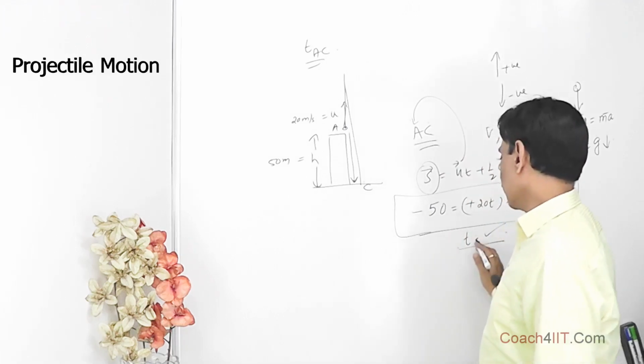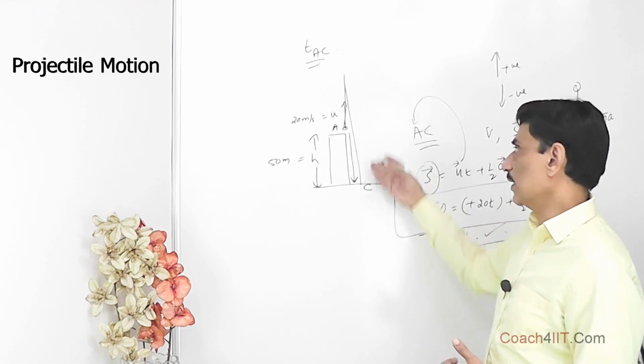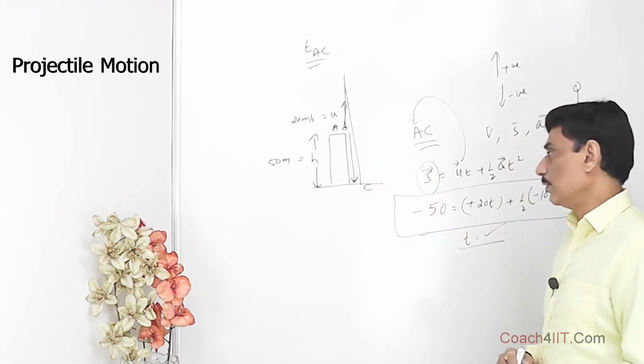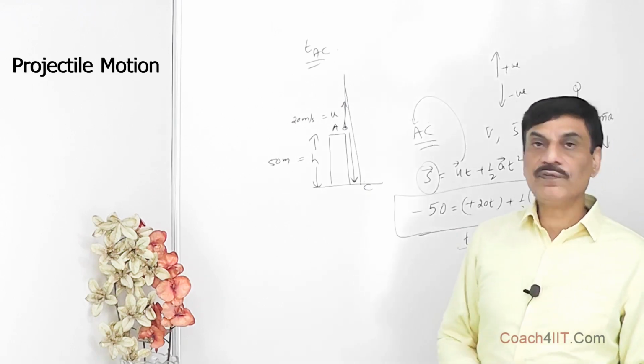So from here we can get the value of t. One of the values of t may be negative, and obviously in this case time cannot be negative, so we will take the positive value and reject the negative value. This way, just by writing one equation, we can directly get the value of time.